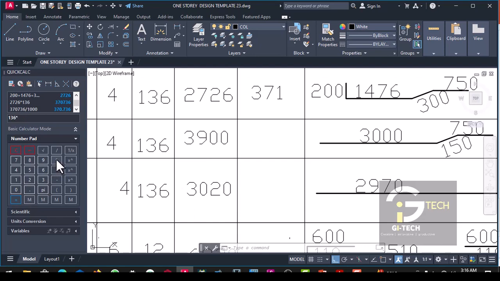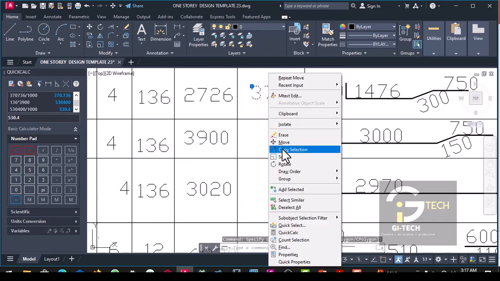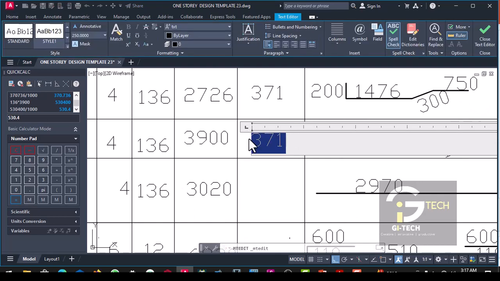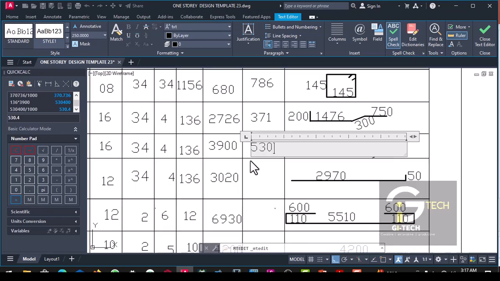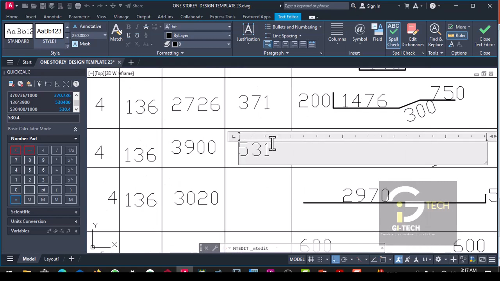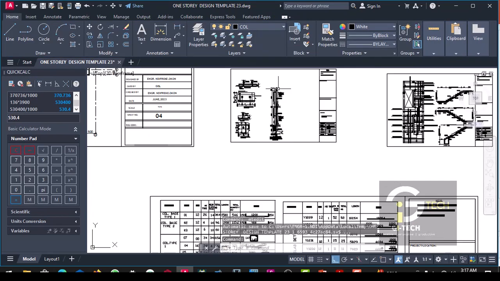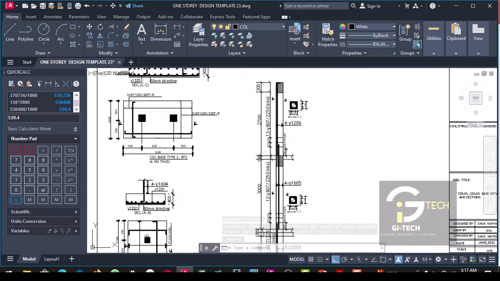136 times 3900. So we divide by 1000. Okay, so this gives us 530. So we can add 1 to it because of surplus, wastage.